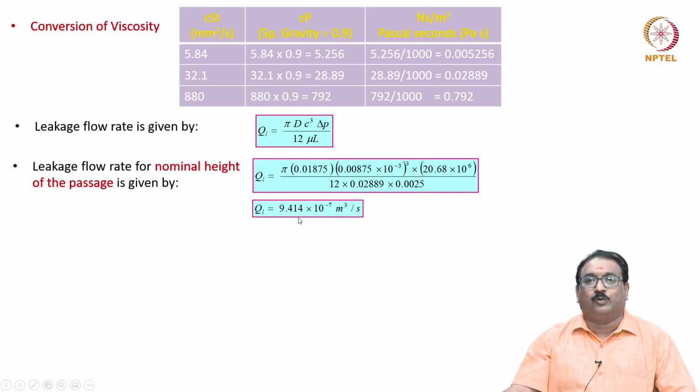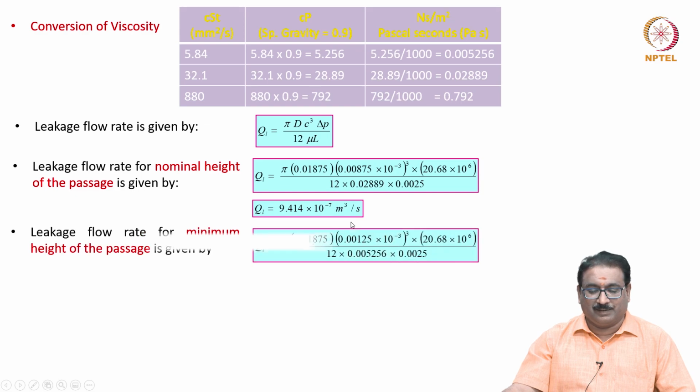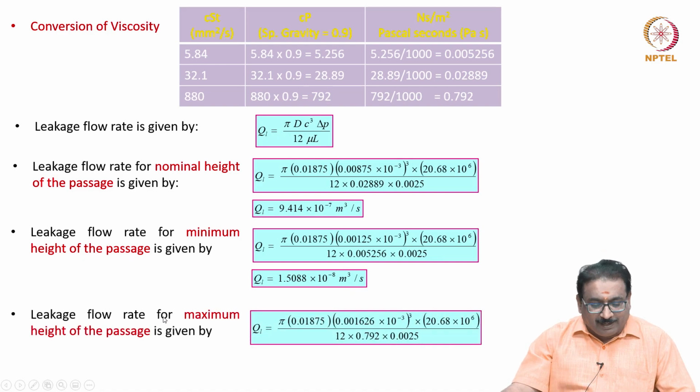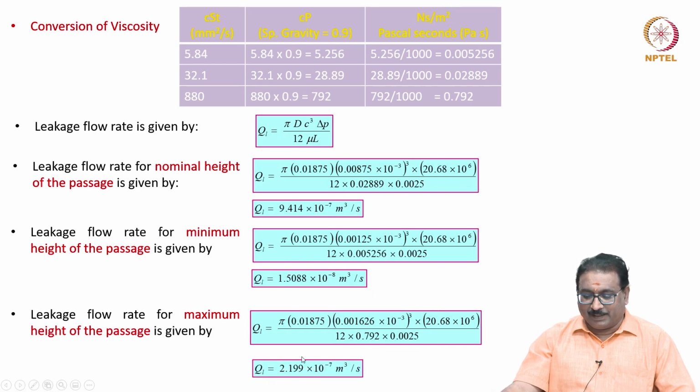Then the only changes are these two terms, viscosity and this, correct. Now I will get QL equal to 9.414 into 10 to the power of minus 7 m³ per second. Similarly, the leakage flow rate for the minimum height of the passage: here it will change again, the minimum height as well as this will change. Then it will come to 1.5088 into 10 to the power of minus 8 m³ per second. Similarly, for the maximum height of the passage, substitute the C, which changes, and the dynamic viscosity also changes. You will get 2.199 into 10 to the power of minus 7 m³ per second.